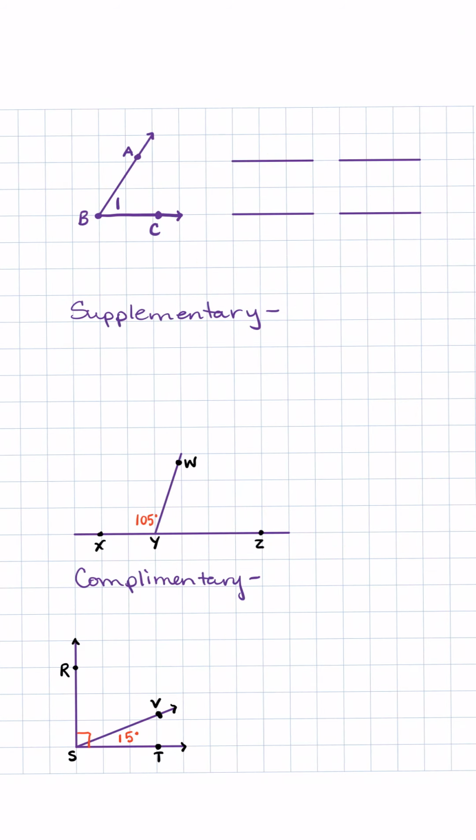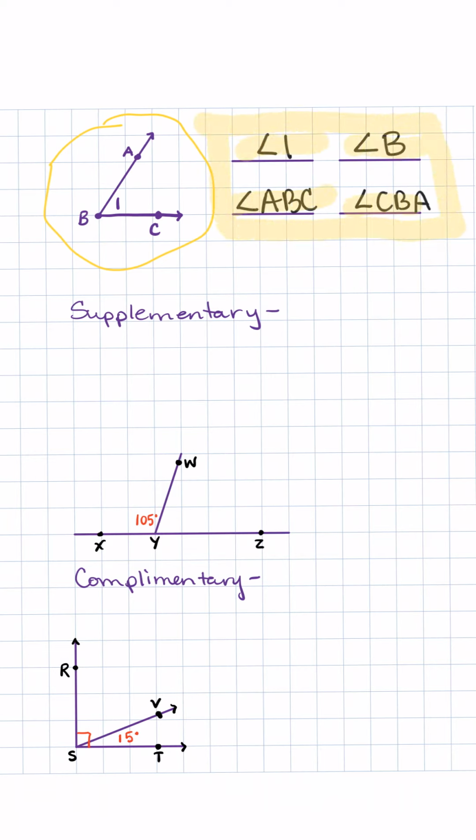Okay, so when you see a figure like this, you could call it many different ways or name it different things. It could be named angle 1, it could be angle B, it could be angle ABC, or it could be angle CBA. Any of those are correct ways to name angles. Okay?